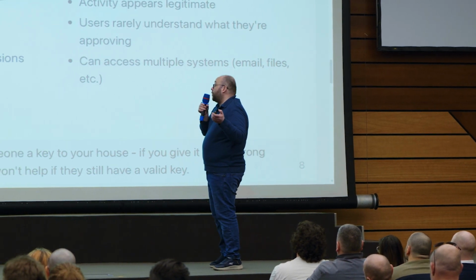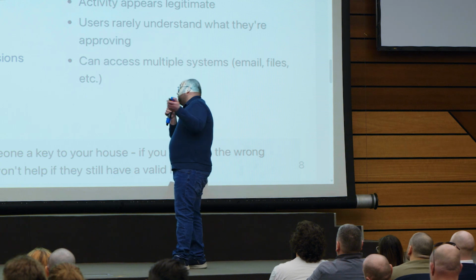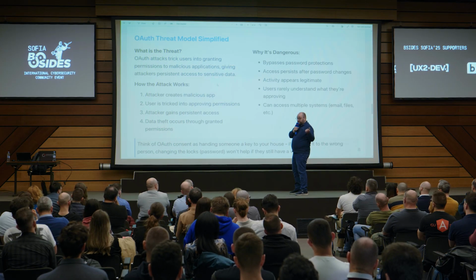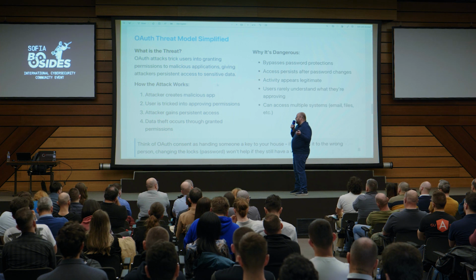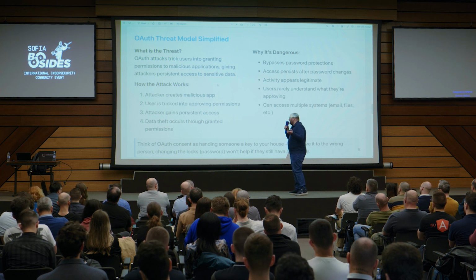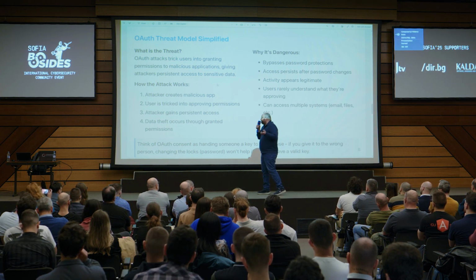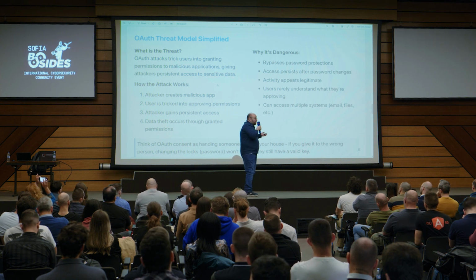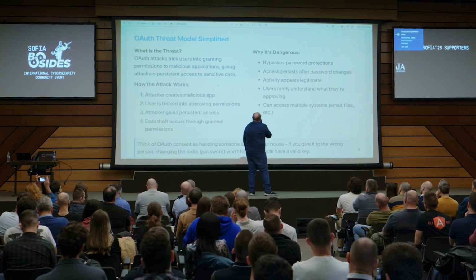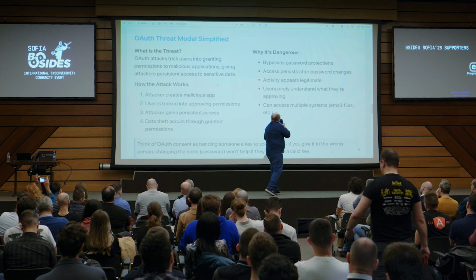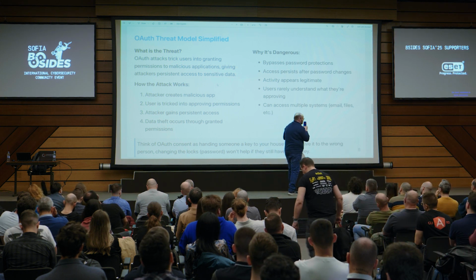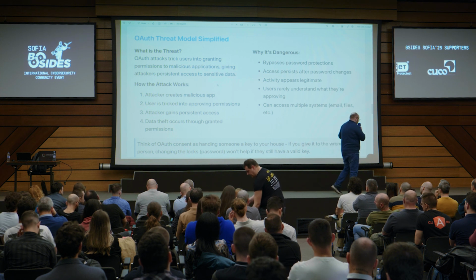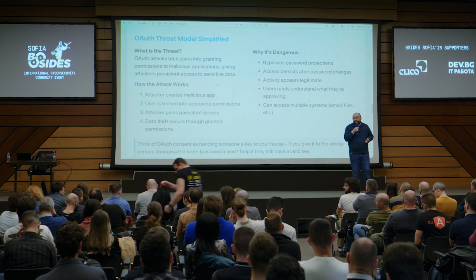That's basically how the flow works. Attacker creates a malicious app, user is tricked into approving permissions. Attacker gains persistent access. This is where they sit. And they basically exfiltrate data. They sit over there stealing data, which is the end objective in this case. The nice part about it is it bypasses password authentication. You don't need to phish any more passwords. You got an application over there, it sits there until somebody removes it.